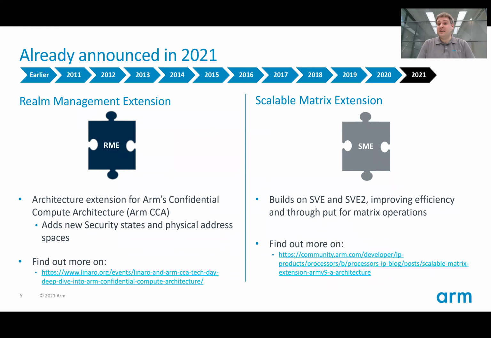Before I deep dive into those features, this talk is on the 2021 changes to the architecture. There are two I'm not going to talk about. They are RME and SME. The reason I'm not going to talk about these two is they were launched earlier in the year with their own launch events and announcements. So if you're interested in these two features, I'll give a very quick summary now, but please do see the ARM website for more information on them.